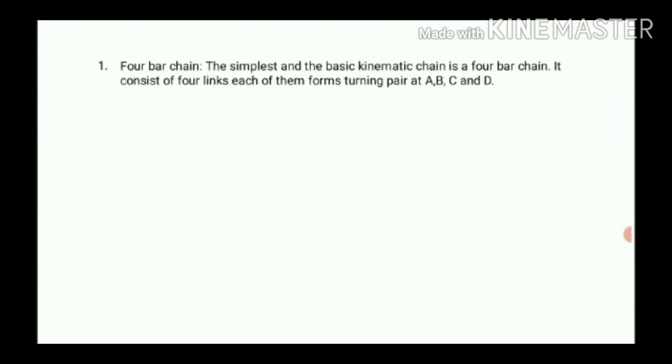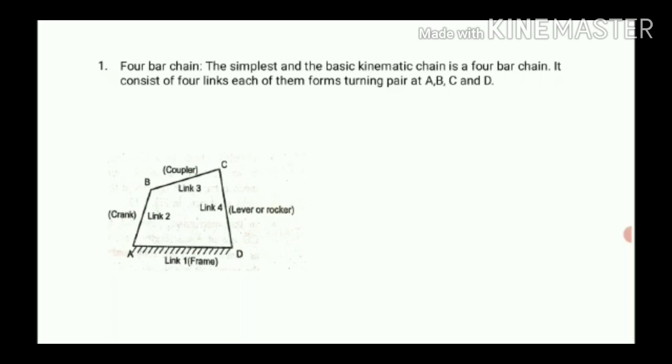The 4-bar chain is the simplest and basic kinematic chain. It consists of 4 links. Now here we can see in this figure link numbers 1, 2, 3, 4. All these links at the joints A, B, C, D form turning pairs, which come under lower pairs. Link number 1 is fixed, that's why it is called the frame. Link number 2 can make a complete revolution, rotating fully through 360 degrees with respect to the other links, so it is called the crank.